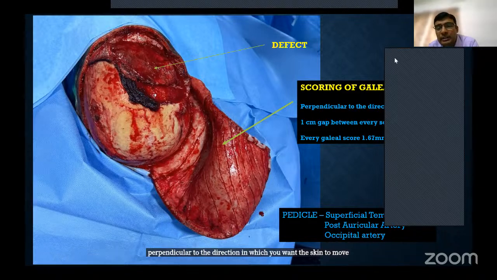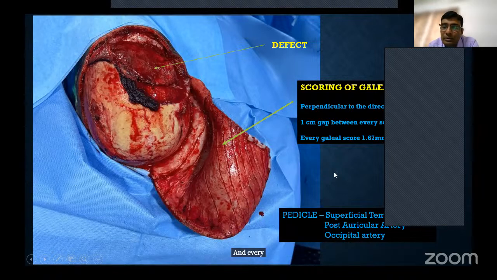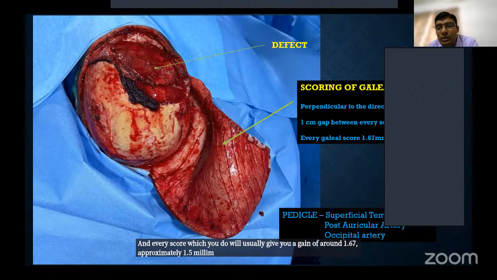And it is usually done with a gap of 1 centimeter between each scoring. Every score you do will usually give you a gain of approximately 1.5 millimeters. So you can go on doing multiple scorings, and that will help you in trying to close the defect primarily.